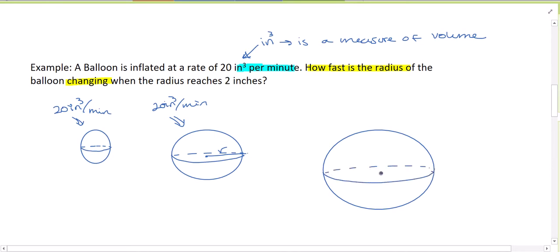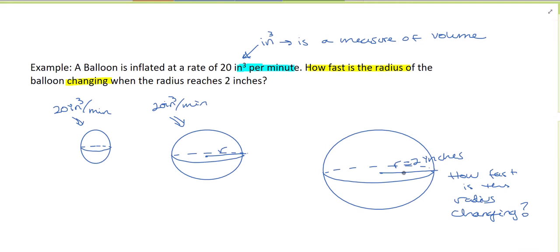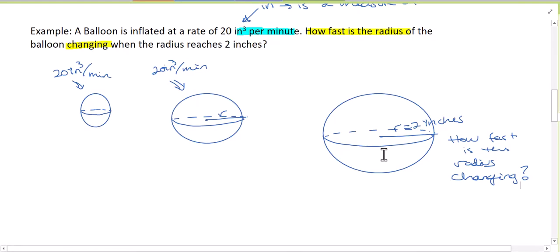And so we want to know, okay, at the instant when the radius is 2 inches, how fast is the radius changing? So how fast is the radius moving? Right, so we're asking for essentially an instantaneous rate of change. If you were able to take a snapshot of how fast things are changing, as soon as the radius hits 2 inches in length, how fast is the radius changing? So that is instantaneous velocity. So that means we need a derivative. So the derivative of what though?